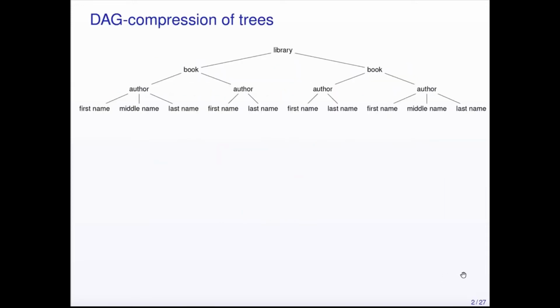Okay, so first let's start with a small example. Let's say we have some data which might be from a library consisting of books, and those books might have several authors. And let's say this data is given as a tree, and now we want to compress this tree such that we will still be able to recover the original tree back from the compressed representation.